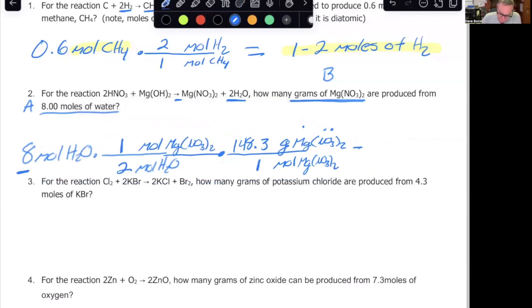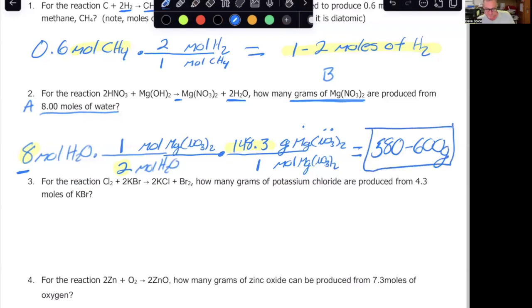Okay, let's shorten this up a little bit so I have some room. All right, so in my calculator, I'm going to put 8 divided by 2 or times 1/2, same thing, times 148.3. That's 8 divided by 2 times 148.3. If I put that into my calculator, my answer is going to be between 580 to 600 grams. It's going to be up to you to find the specific correct answer, but it should be within that range. If it is, you know you got it right.